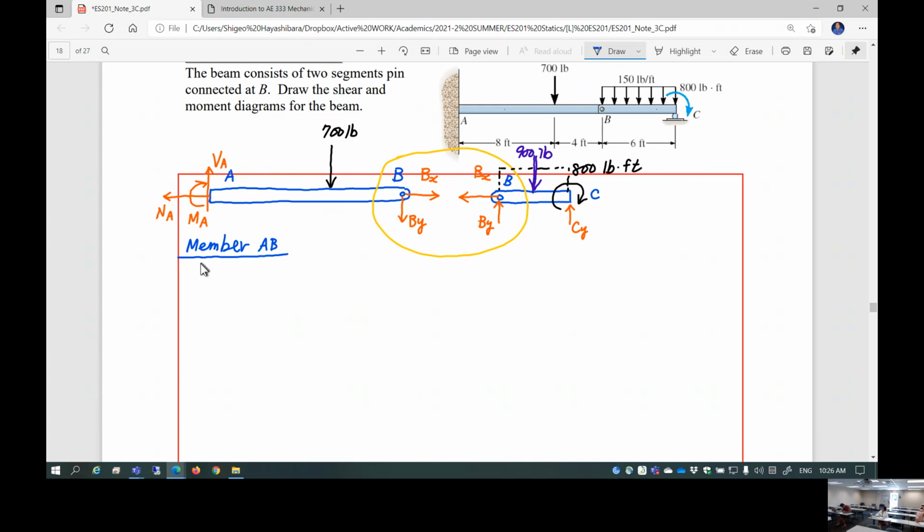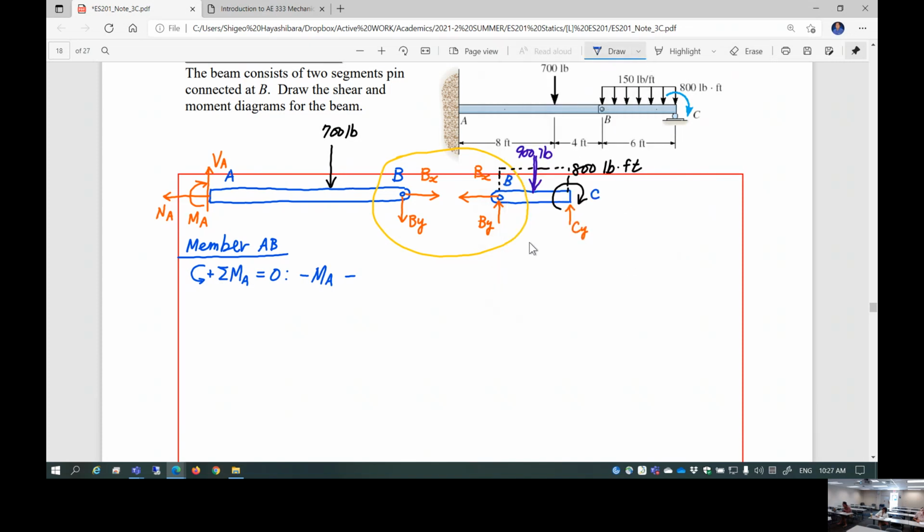Member AB, I'm going to take, first of all, summation of the moment at location A. Let's just set equal to 0. This is going to give you MA, which is negative. This is internal moment, no, actually support reaction moment, MA is negative, minus. Wouldn't it be better to start with member BC? Possibly. Yeah, I'm convinced. Let me just stop right here.